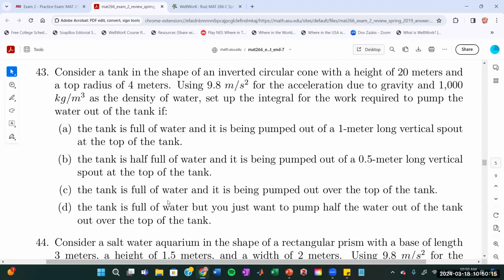Now that we have the volume, what do we do? Find the mass. What do I do with this volume to find the mass? Running out of room, so maybe I'll just edit this way. Mass is equal to 1,000 times this.